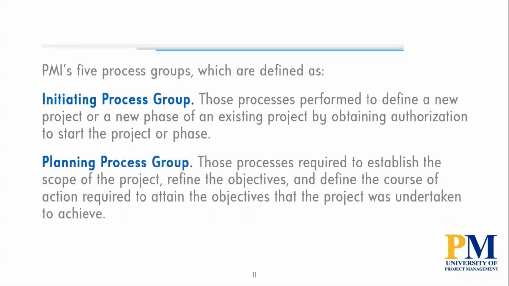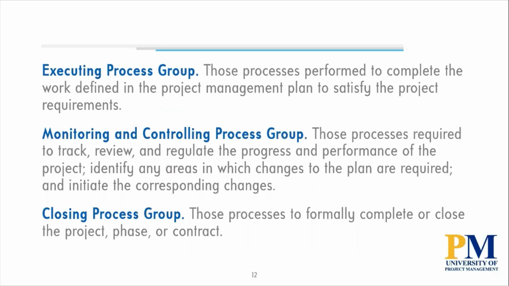We'll start with the initiating process group. Those are processes performed to define a new project. Planning group, establish the scope, refine the objectives, define the course of action. Executing, hands-on, here we go. This is where we open the paint can, the rubber meets the road. We satisfy the plan.